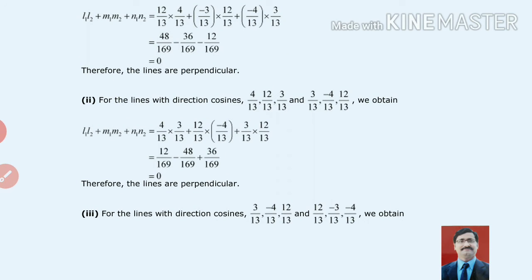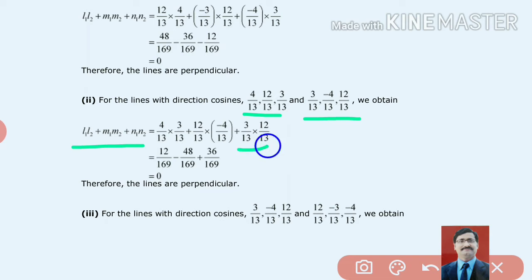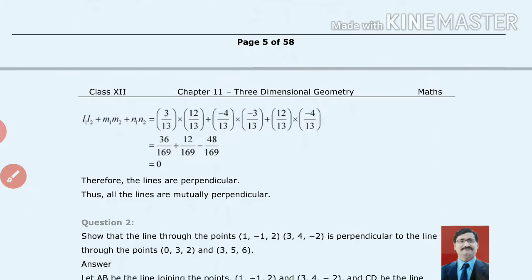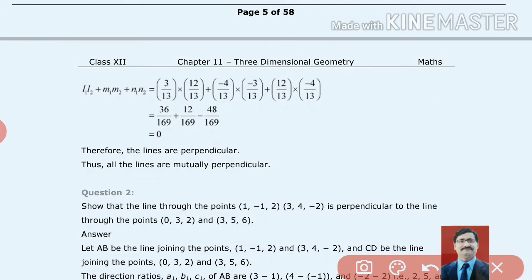Similarly, we will take the other two lines, the second line and third line direction cosines, and here also you will find l1 l2 plus m1 m2 plus n1 n2 equals 0, which means these lines are perpendicular. Similarly, we do it for the third line and the first line. There also we multiply and the answer is 0, which means the first line is perpendicular to the second, the second to the third, and the third to the first. So these lines are mutually perpendicular.